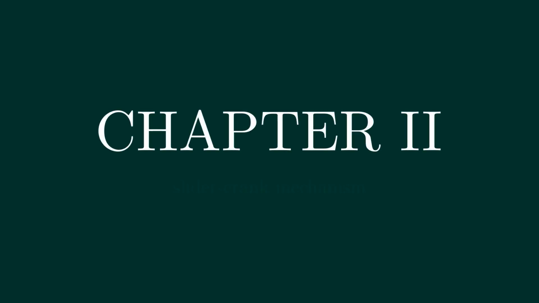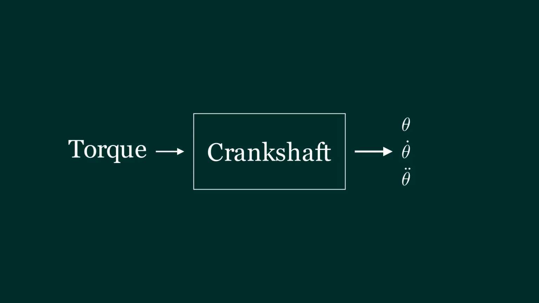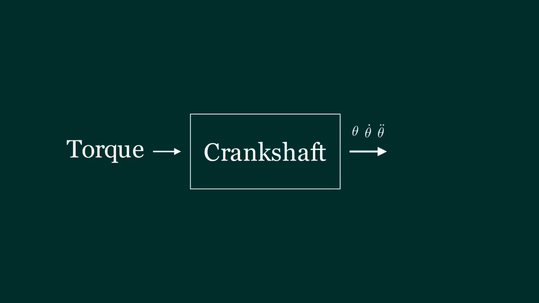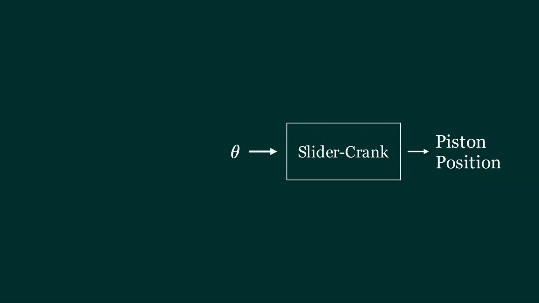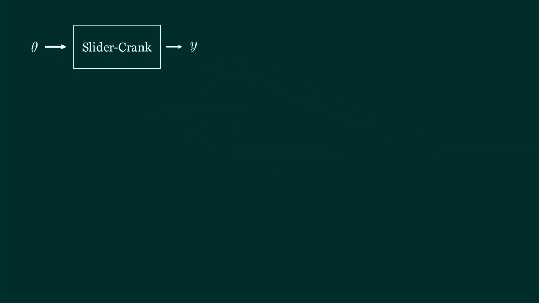Today I wanted to talk about the slider crank mechanism. In the previous chapter, we modeled the crankshaft. Now we take the output of that model and feed it into the slider crank model to calculate the position of the piston. Simply, we want a model where theta, which is the crankshaft angle, is the input, and y, which is the piston position, is the output.